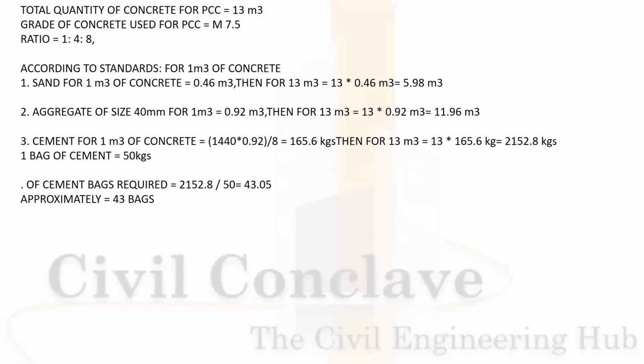Aggregate size 40 mm. For 1 m cube, you require 0.92 cubic meter. For 13 m cube, you require 0.92 into 13, that is 11.96 cubic meter.